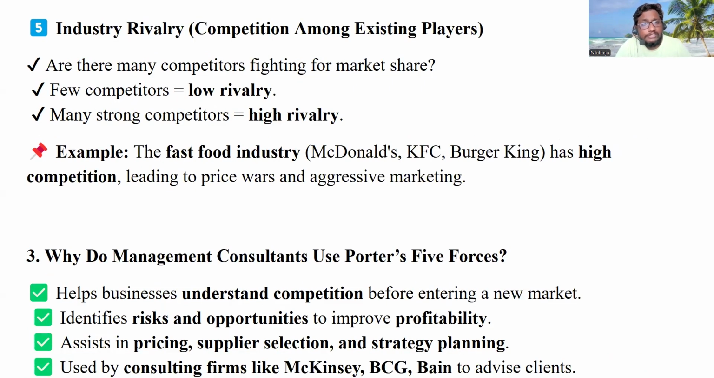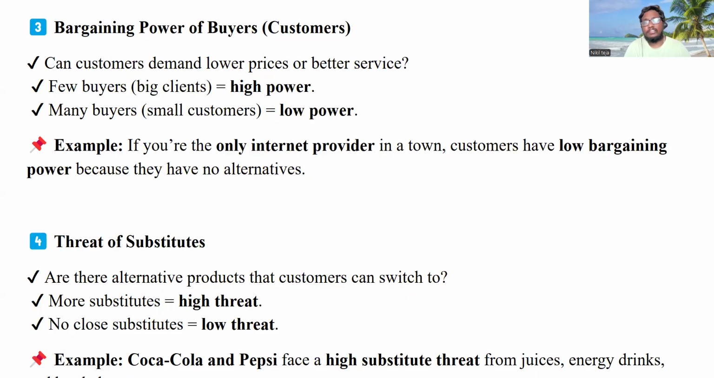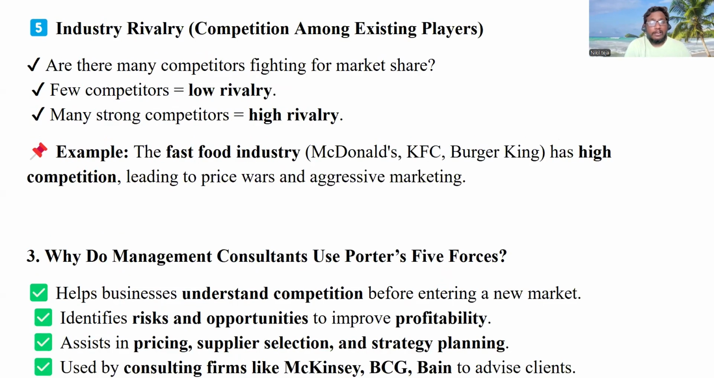So the fifth force is industry rivalry, competition from existing players. That is nothing but direct competition. Here, threat of substitutes is nothing but indirect competition. And the fifth force is industry rivalry. Competition from existing players is direct competition, right? Are there many competitors fighting for the market share? So there are many, so the industry will have some market share, right?